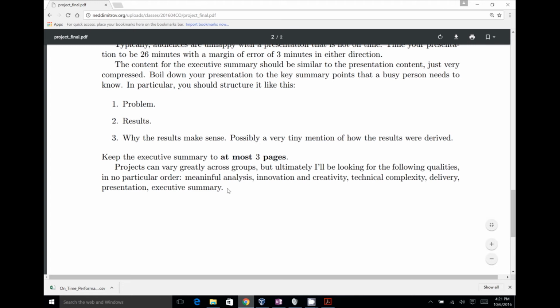Delivery and presentation and executive summary is basically how you communicate all of those things to the class. Because you might have a fantastic project that's really, really complicated, but if there's a breakdown in communication during the presentation, the audience is still not going to gain anything from it, if that makes sense.